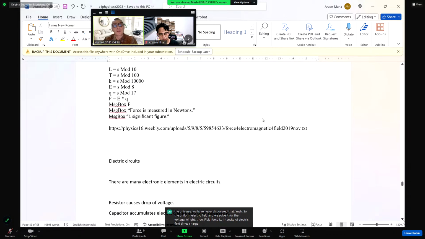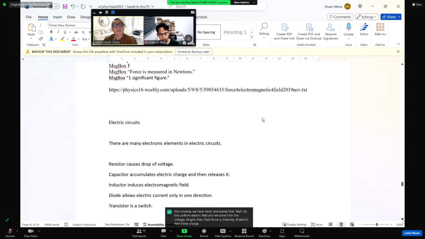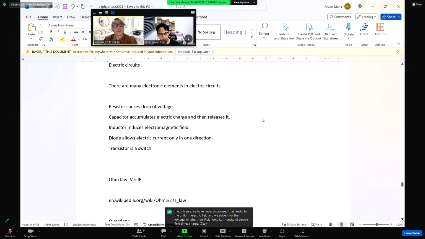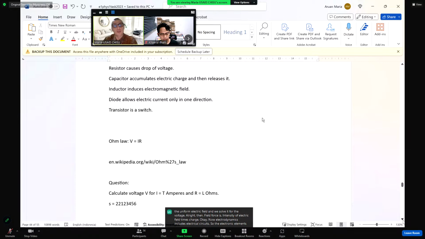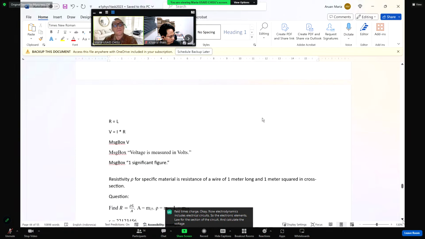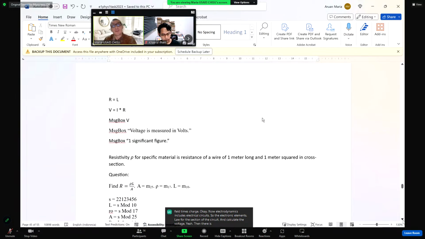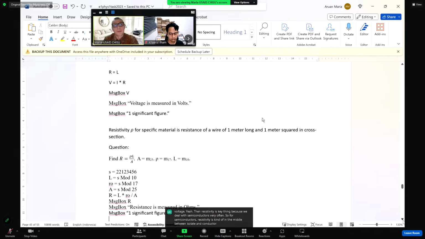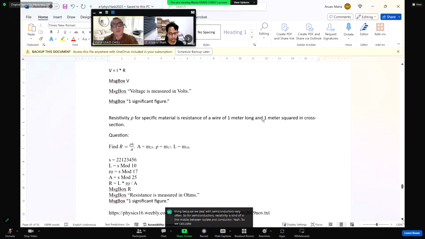Okay. Now electrodynamics includes electrical circuits. So the electronic elements, Ohm's law for the section of the circuit, we calculate voltage. Then resistivity is a key thing because we deal with semiconductors very often. So for semiconductors, resistivity is kind of in the middle between insulator and conductor. So we calculate resistance given the resistivity, given the length of the wire and cross-sectional area of the wire.